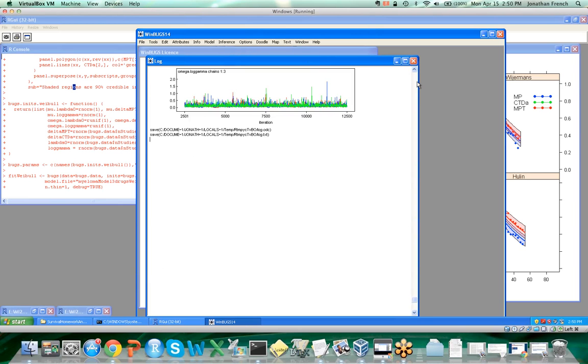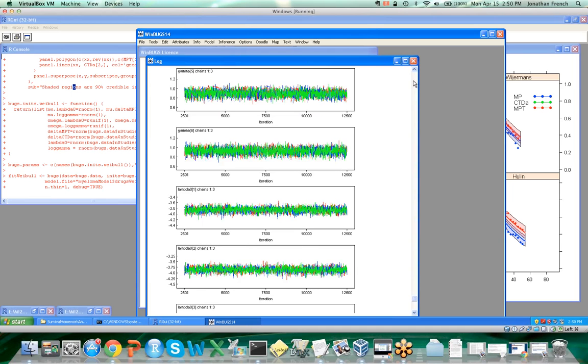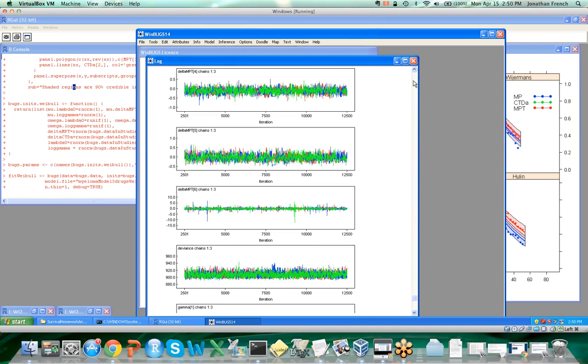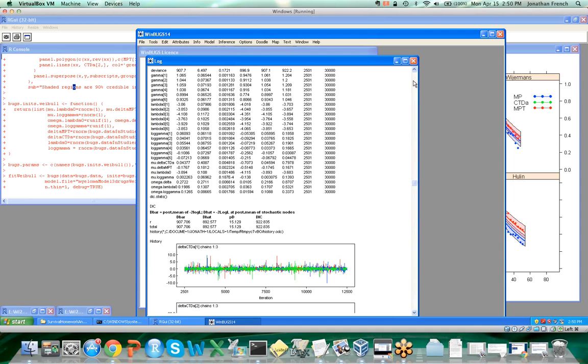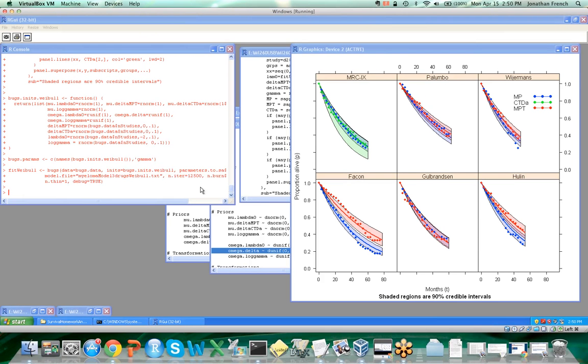Due to the sake of time, I'll skip these. I'll just scan through them quickly, so you can be convinced that we have attained convergence of our Markov chains, or at least you can see that there's no obvious divergence in the Markov chains.